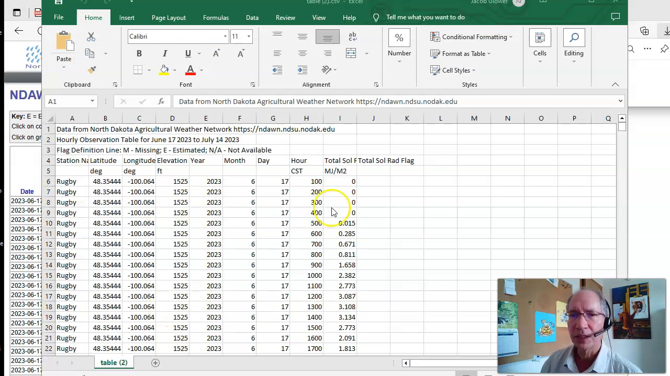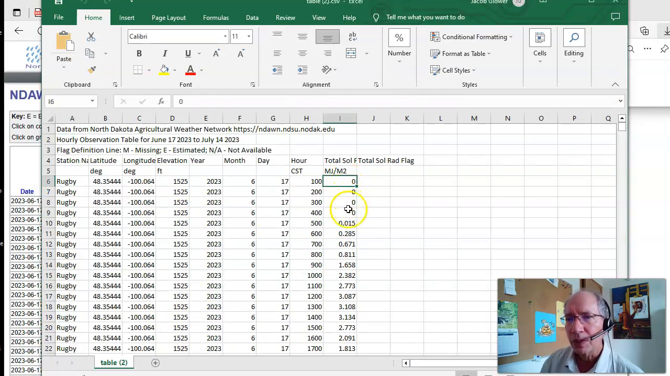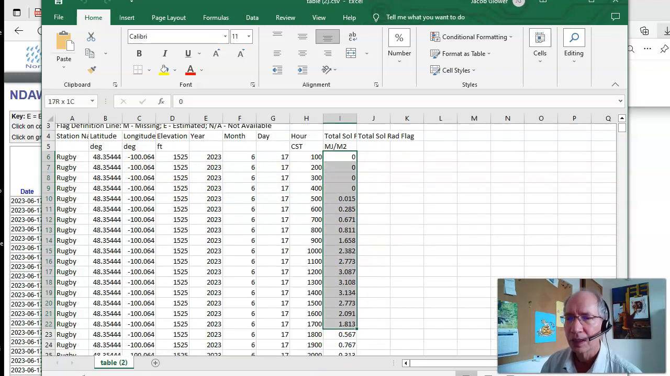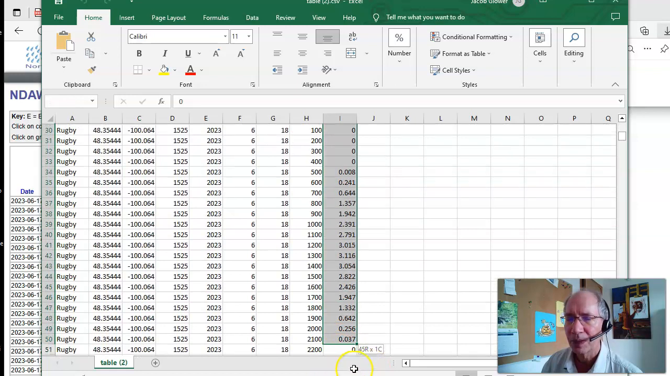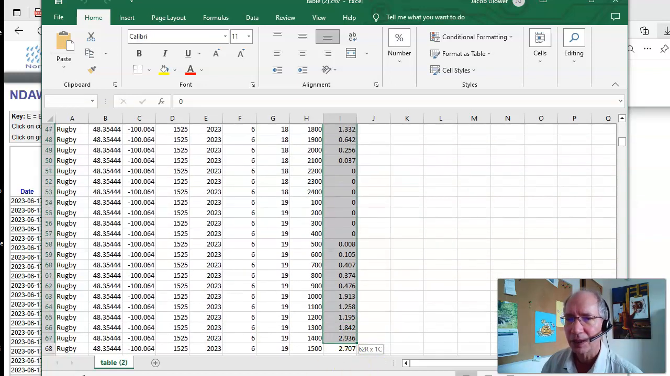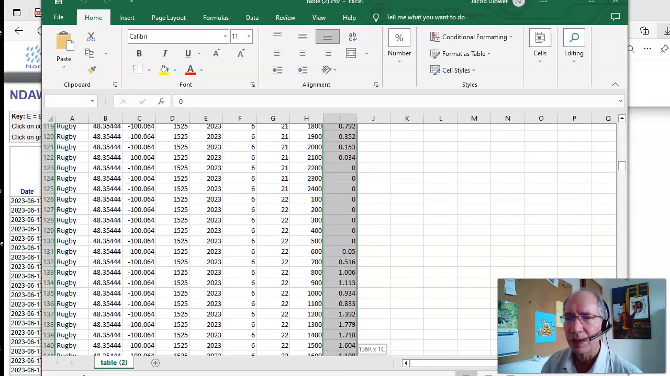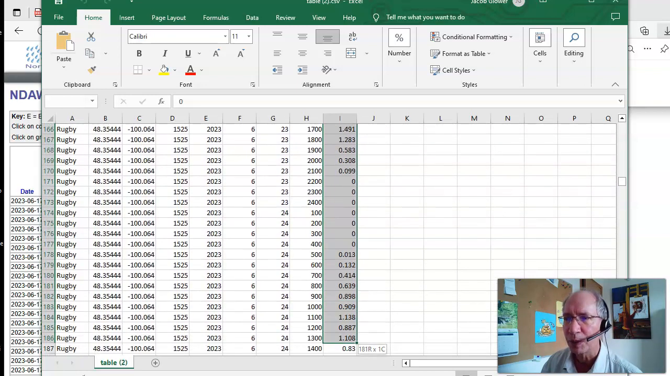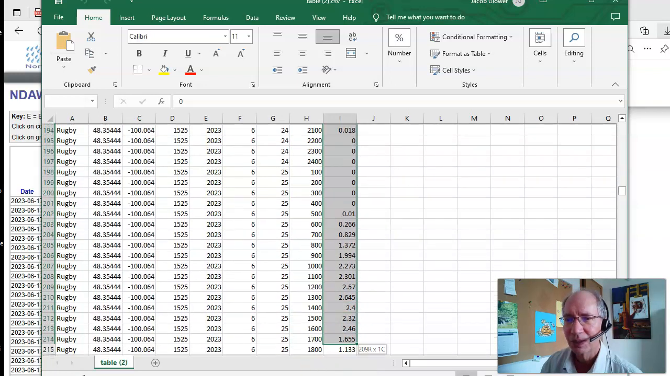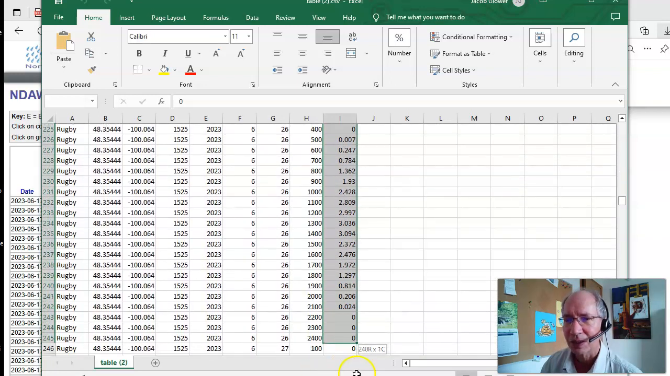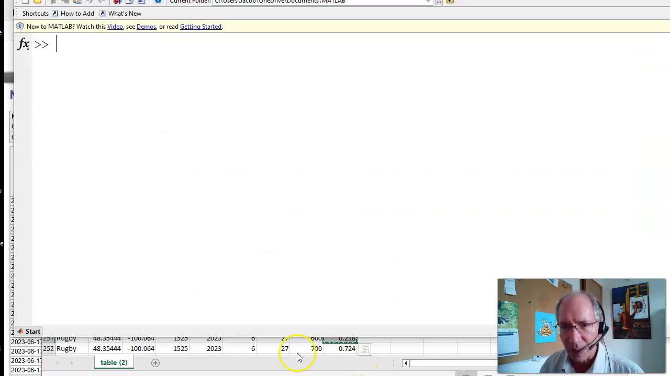Okay, so eventually it opens up. What I want to do is grab this last column. So this is the location, the latitude, longitude, elevation, date, hour. Here's what I want. So let's do a copy. I'm going to select all the data. This is a great thing about the internet. You don't have to sit there and type in all this data, which would just be a pain in the tush. Select all the data. Good enough. Copy. Go into MATLAB.